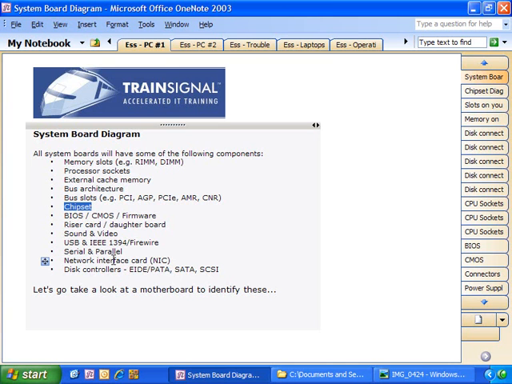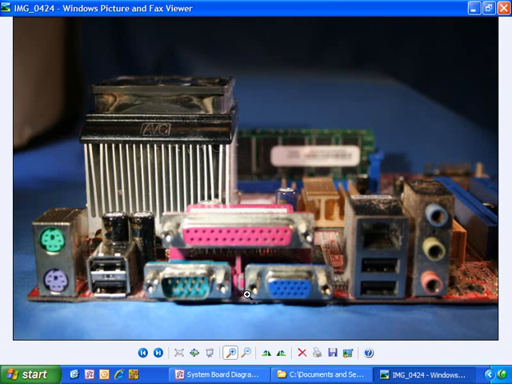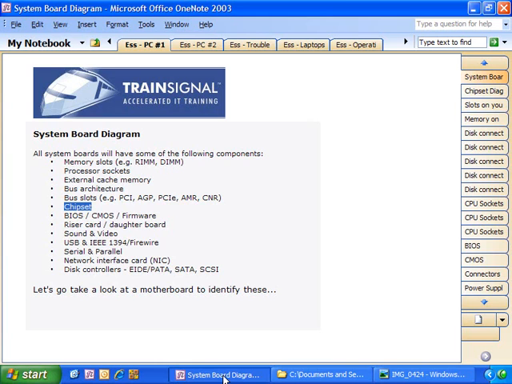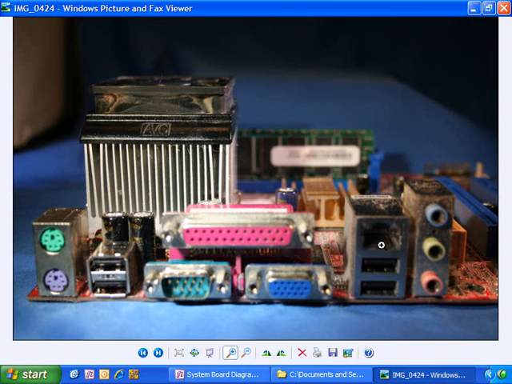Okay, USB and FireWire ports. If I go to this motherboard, it has 4 USB ports right here. It does not have any FireWire ports on this motherboard. Serial and parallel and network interface card. Right here, here's the network interface card. That's an Ethernet jack. Here's the parallel port, and here's the serial port.